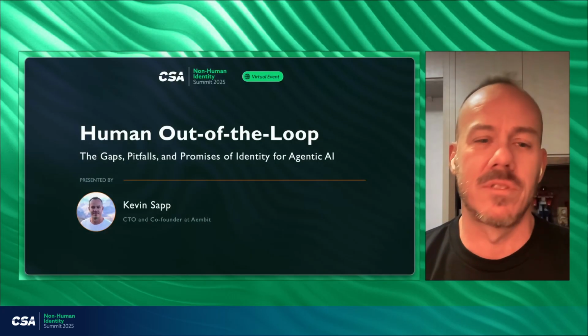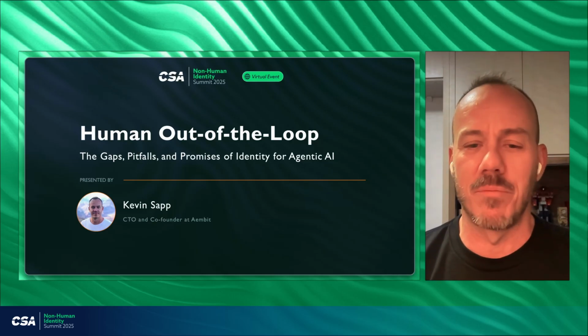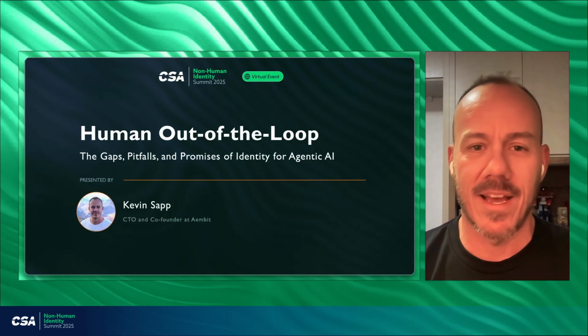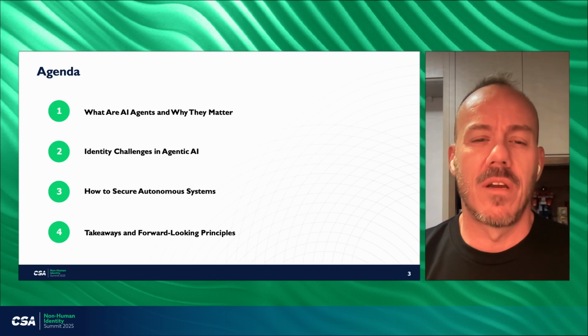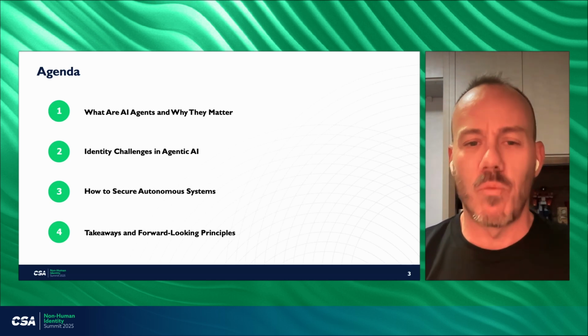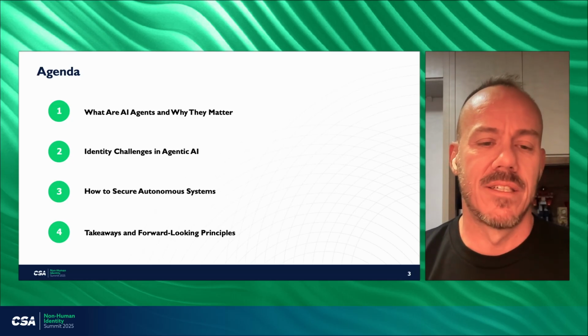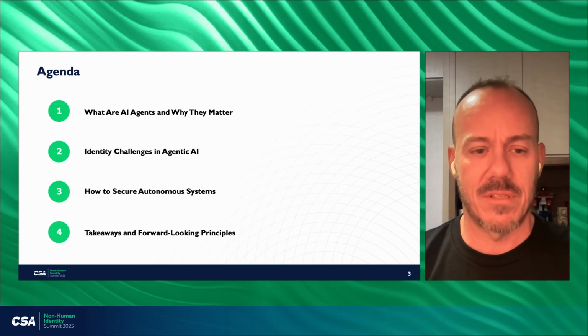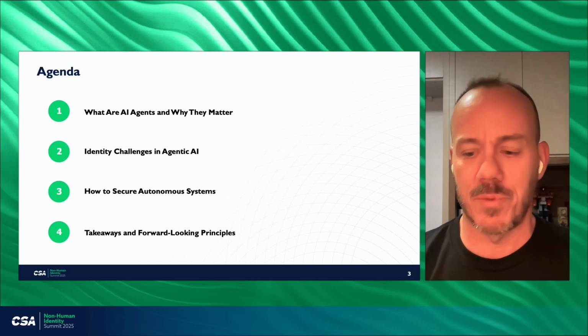Today, I'm going to talk about human out of the loop, the gaps and pitfalls and promises of identity for agentic AI. The agenda for the talk is what are AI agents and why they matter, identity challenges in agentic AI, how to secure autonomous systems, and then we'll follow up with takeaways and forward-looking principles.